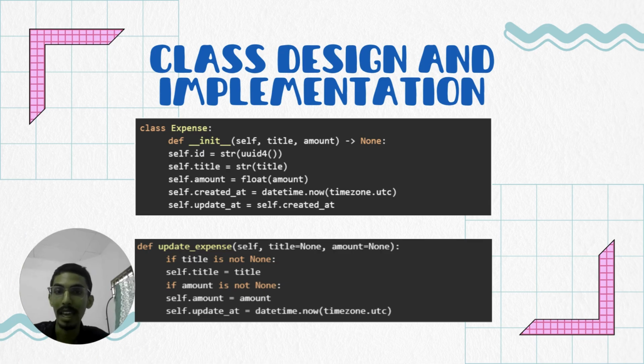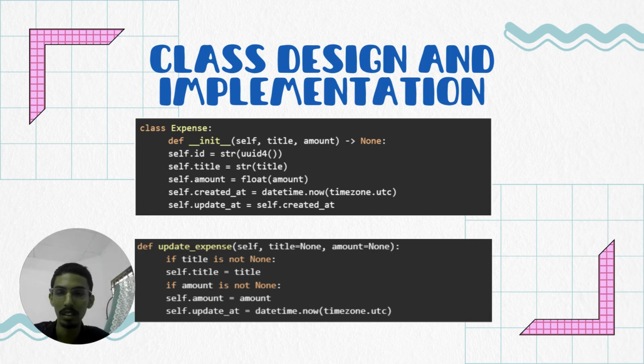The second class is the update expense class. These are the attributes that describe the expense. The ID is generated using the UUID function. The title will be a string type, inserted by the user. Amount will be a float. Whenever a particular expense is updated, created at will be set with a new timestamp using datetime.now, which is a function from the Python library. Update at will fetch the current date using the same UTC time zone, similar to the created at function.